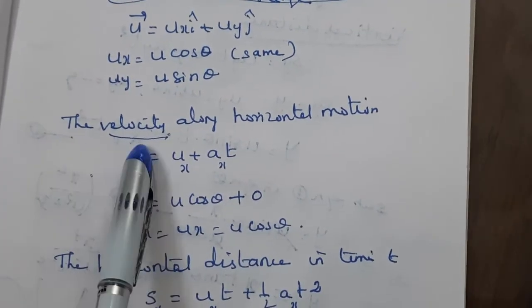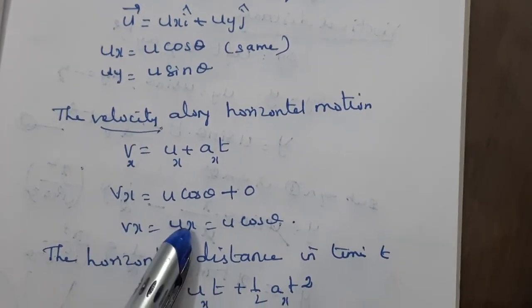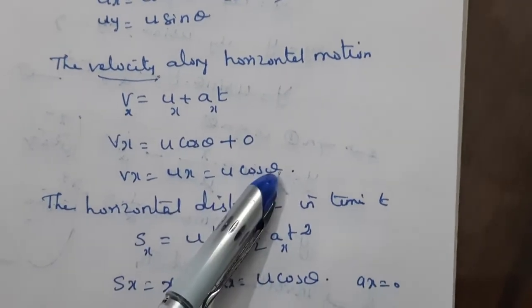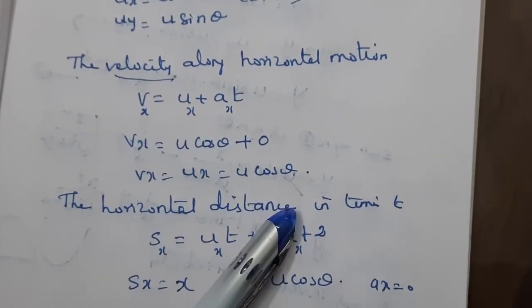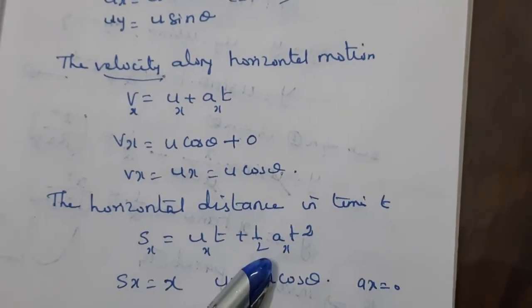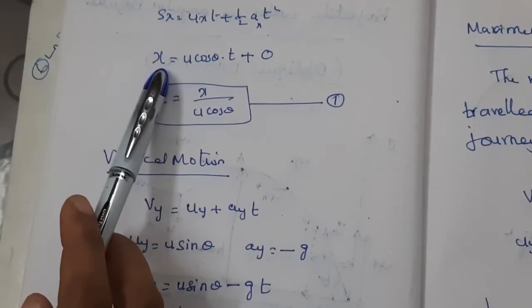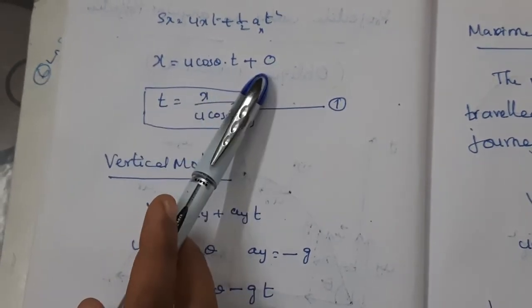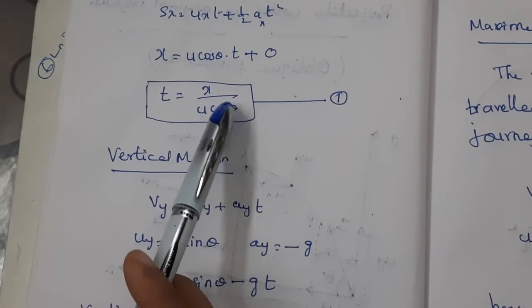In the horizontal motion, what is the velocity? Velocity Vx is equal to ux, that is equal to u cos theta because ax is equal to 0. And horizontal distance is obtained from the relation s equal to ut plus half at square. So we got x is equal to u cos theta into t. From this t equal to x by u cos theta. This is the horizontal motion.